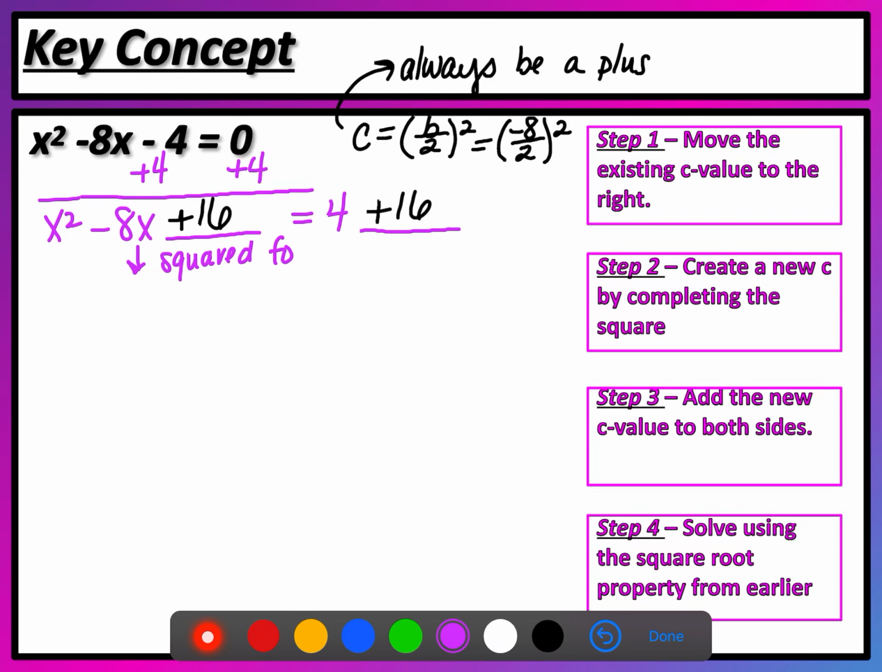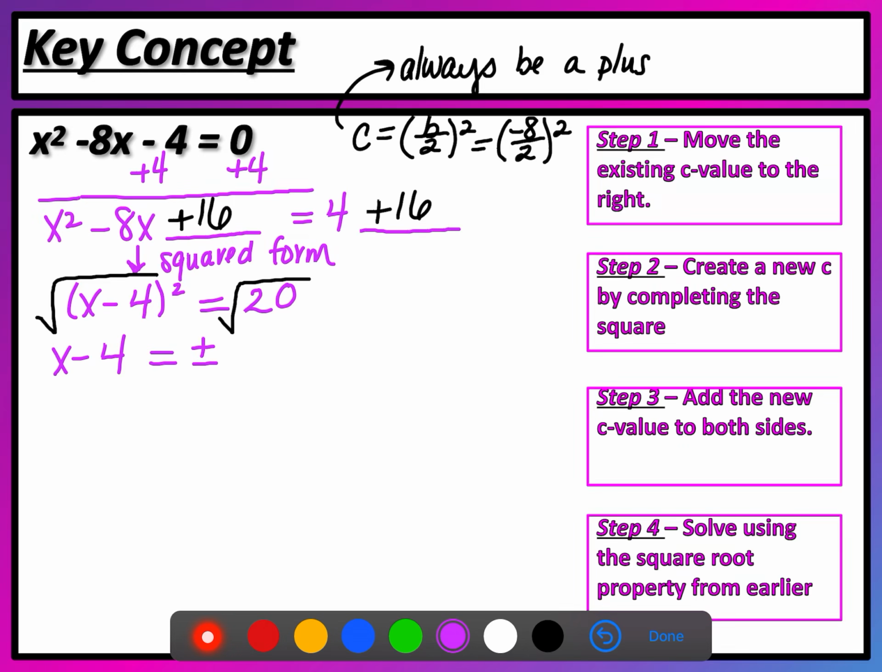So let's squared form this. Okay, so take half the middle term and plug it into squared form. All right, and we get 20 on the other side. Square root property. X minus 4 equals plus or minus, don't forget that, square root of 20.